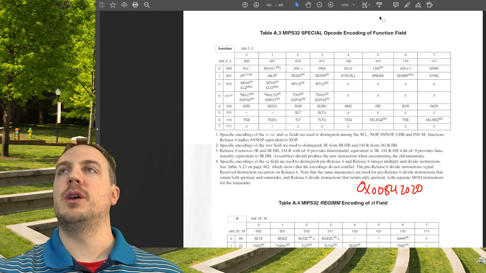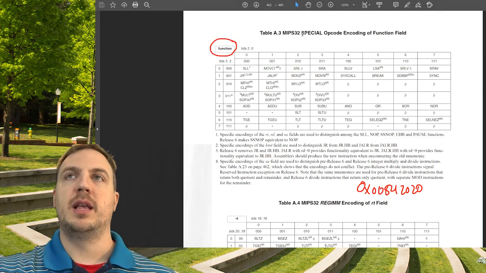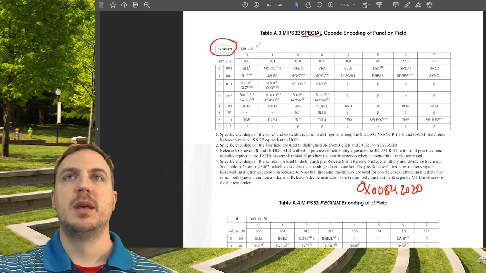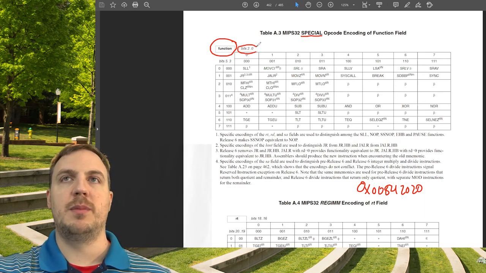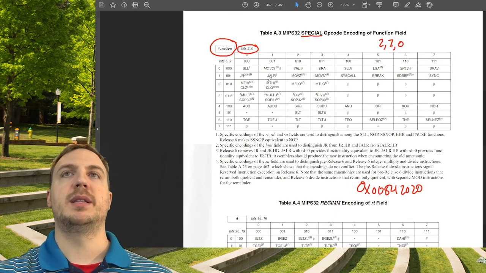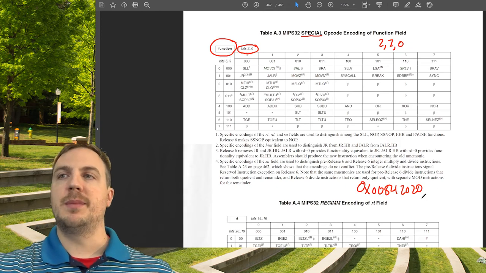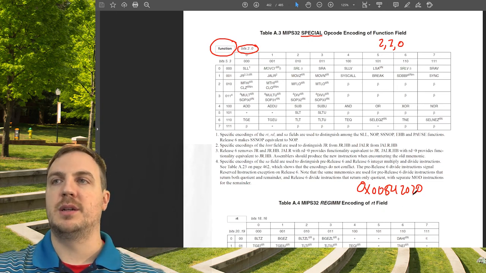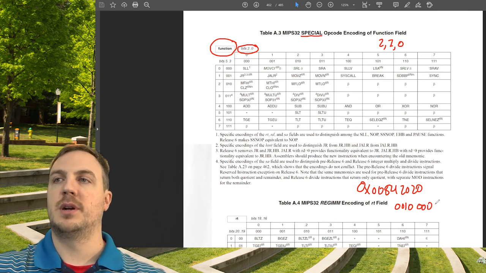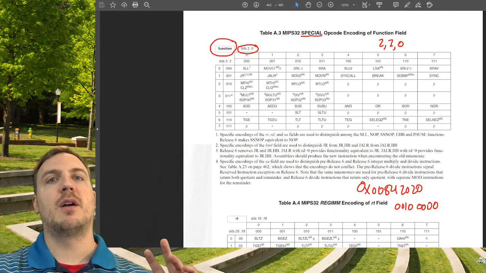So now what we're going to do is we need to look at the rightmost bits. So you can see this is called the function, and it's for the special opcode encoding. So in this case, the column is going to be bits 2, 1, and 0. So those are the rightmost 3 bits. And then the next rightmost 3 bits are going to be 5, 4, and 3. And that's going to describe our row. So what I'm going to do is I'm going to take the rightmost bits here. So 2 is 0, 0, 1, 0. And 0 is 0, 0, 0, 0. Okay? So now what I need to do is I need to grab 6 bits. And that will be our function.